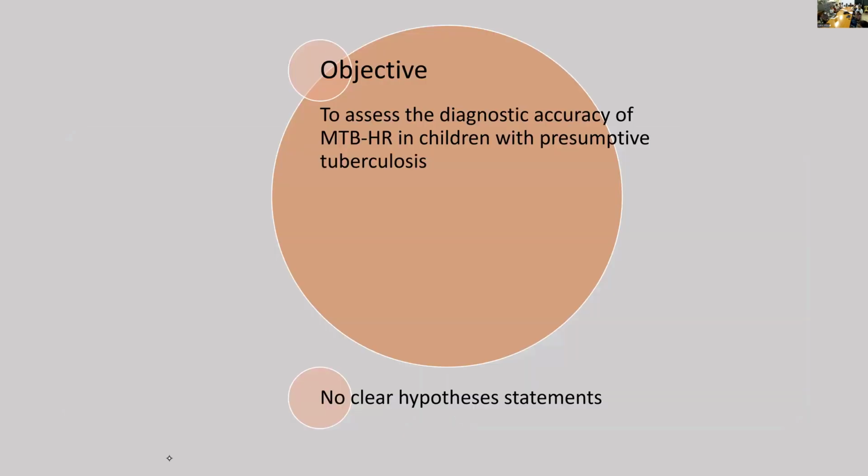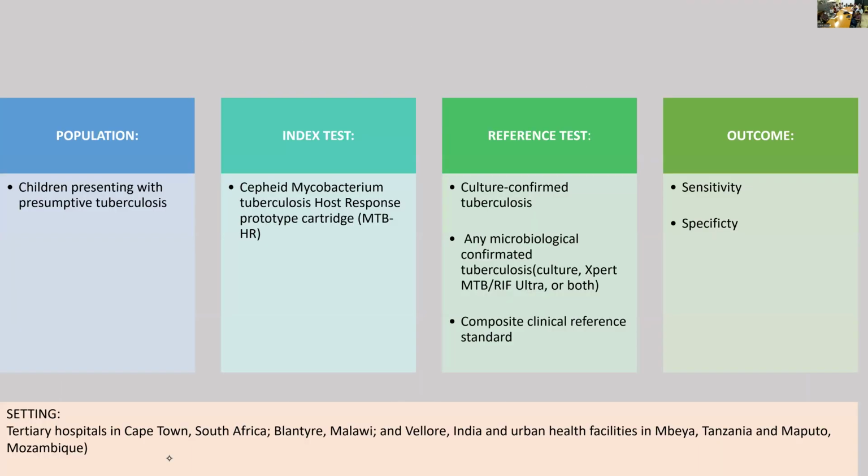So the objective of this study was to assess the diagnostic accuracy of the TB host response prototype in children with presumptive tuberculosis. They had not mentioned any clear hypothesis statements. So the population studied was children presenting with presumptive tuberculosis.